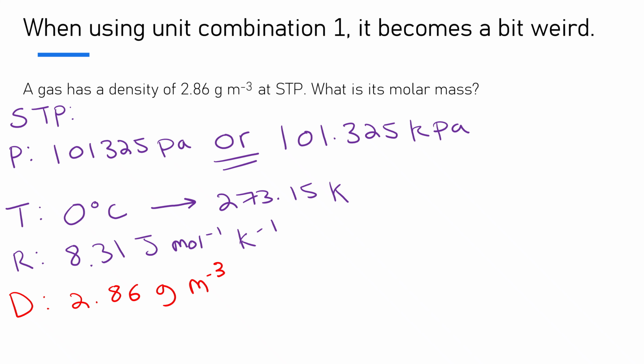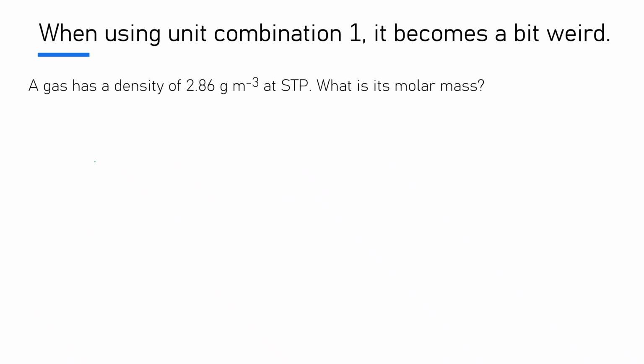Our gas constant with this unit combination is 8.31 joules per mole per Kelvin, and we have a density of 2.86 grams per cubic meter for the unknown gas. You can probably guess which one of these pressure values is the best to use for this calculation, but let's go through a calculation involving both individually and see what happens with regards to our answer for molar mass. Okay, so let's write out our calculation again first. So molar mass is equal to the density multiplied by the ideal gas constant multiplied by the temperature divided by the pressure. Okay, let's carry out this calculation first with pascals for our units of pressure.